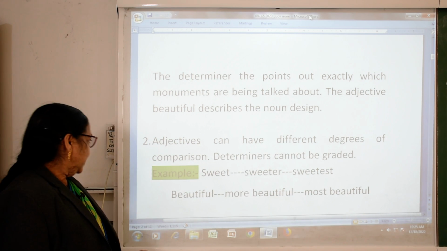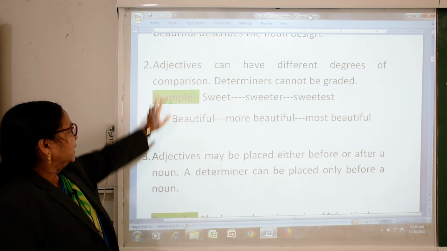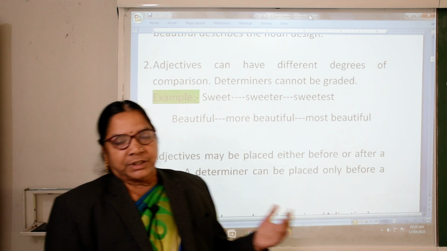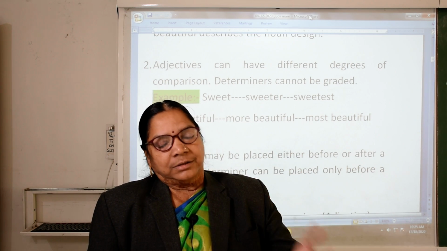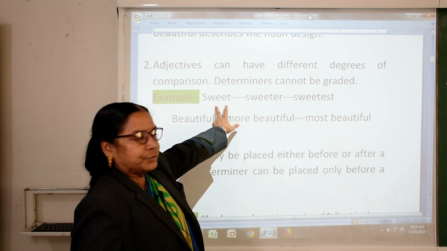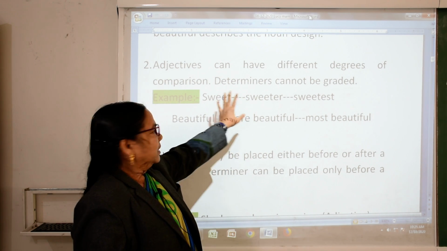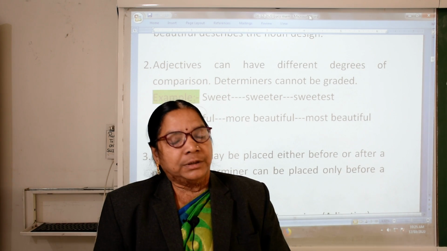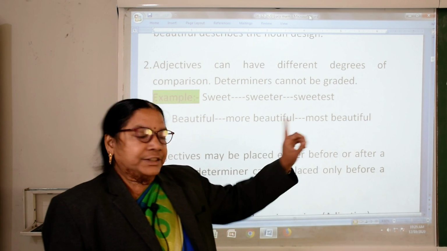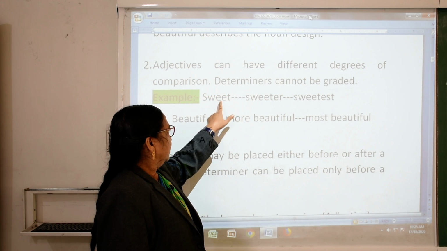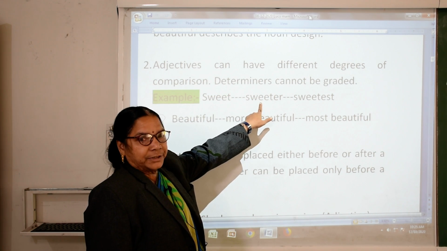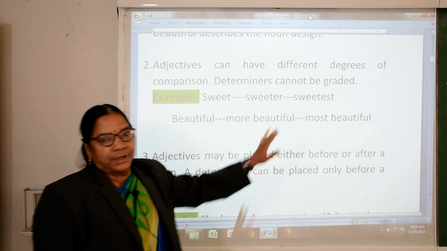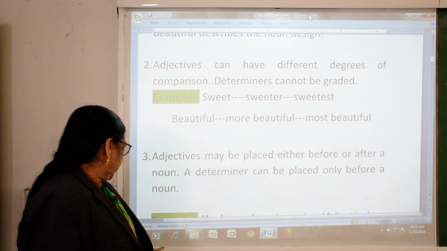Second point: adjectives can have different degrees. In adjectives we have seen positive, comparative and superlative degrees, like sweet, sweeter, sweetest. But determiners do not have comparative and superlative degrees. Only adjectives have degrees: sweet, positive; sweeter, comparative; sweetest, superlative. We have studied this in the last video about adjectives.